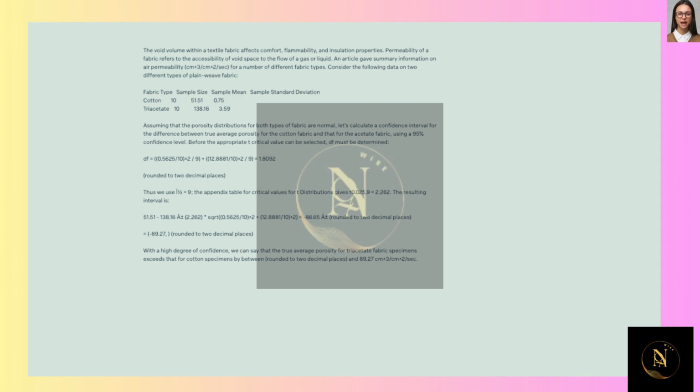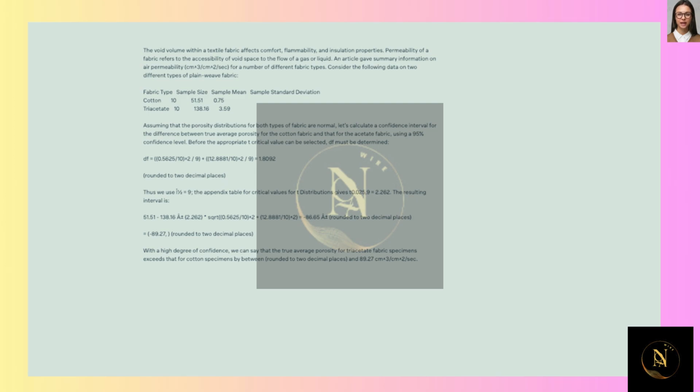Okay, so I see that you need help with this problem, and it says the void volume within a textile fabric affects comfort, flammability, and insulation properties. Permeability of the fabric refers to accessibility of void space to the flow of gas or liquid. An article gave summary information on the air permeability for a number of different fabric types. Consider the following data on two different types of plain weave fabric.